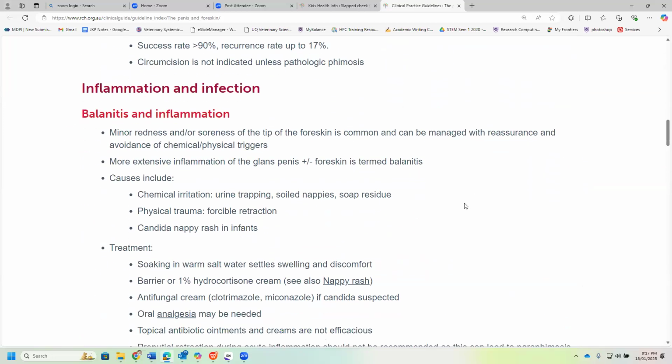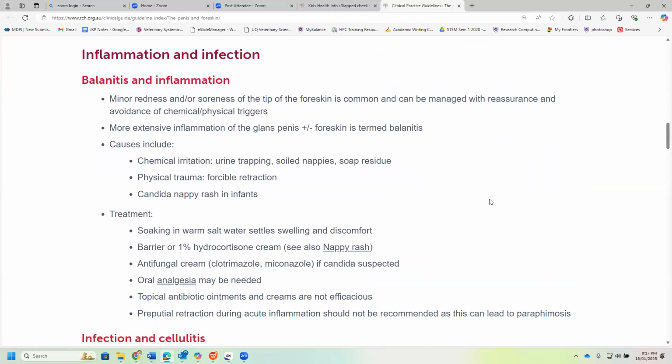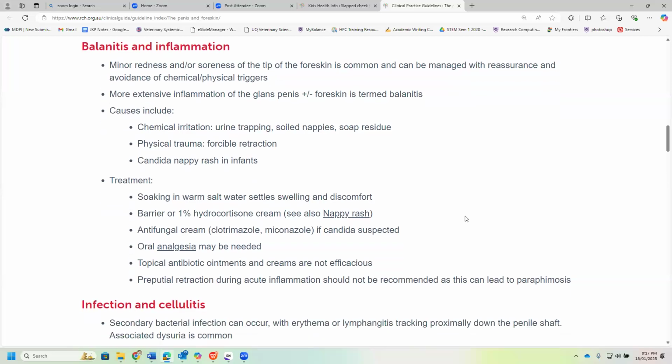Balanitis is the inflammation, minor redness and soreness of the tip of the foreskin, and it can be managed with just reassurance or avoidance of the chemical or physical triggers. Chemical triggers could be the urine, soiled nappies, soap residue; physical trauma can be forcible retraction, and very commonly nappy rash. So treatment is that you clean the area with just salt water.